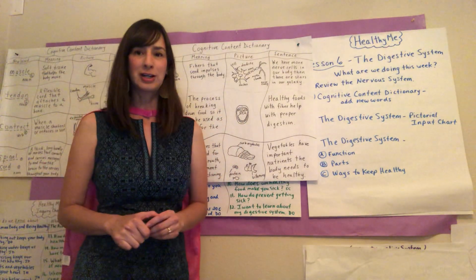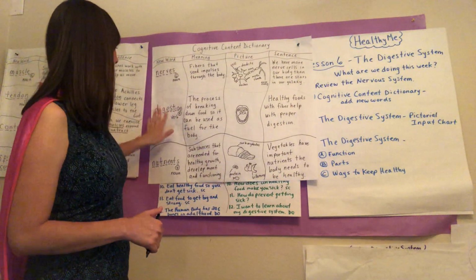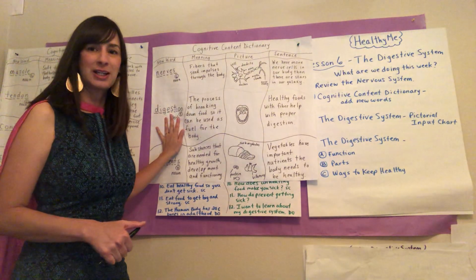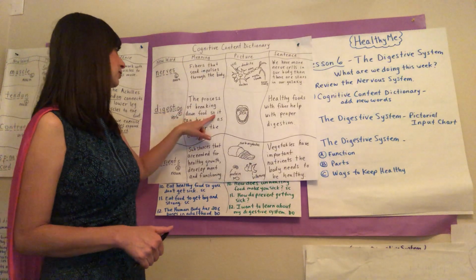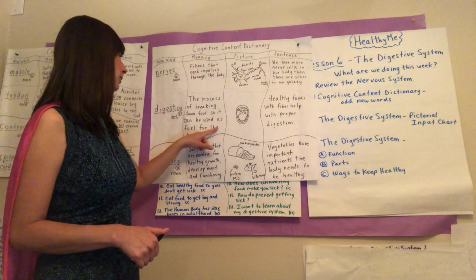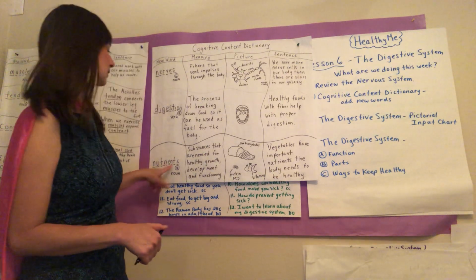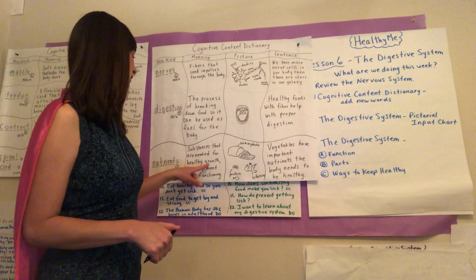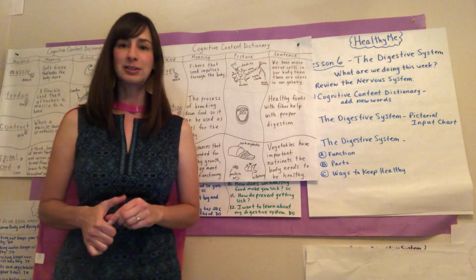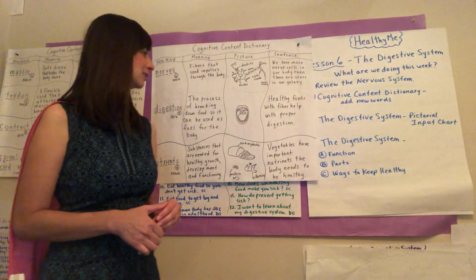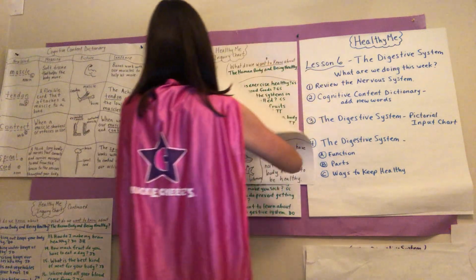Before we move on to the digestive system pictorial input chart, I want to go ahead and just review quickly. We learned about digestion in our first lesson this week, and we learned that digestion is the process of breaking down food so it can be used as fuel for the body. And we also learned the word nutrients, which are substances that are needed for healthy growth, development, and functioning. So hopefully you completed your cognitive content dictionary and you have submitted that in your Class Dojo portfolio.